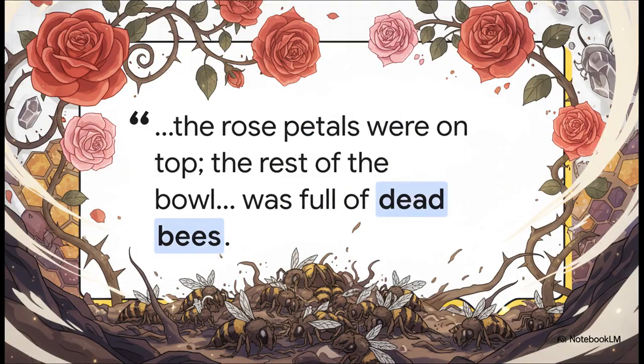And this is it. In the morning, he finds this bowl. At first glance, it's beautiful. Rose petals. Romantic, right? But then he looks closer, and underneath, it's filled with dead bees. That juxtaposition is just devastating. Beauty and death, attraction and decay. The story doesn't need to explain how anyone feels. The image says it all. It just burns itself right into your brain.